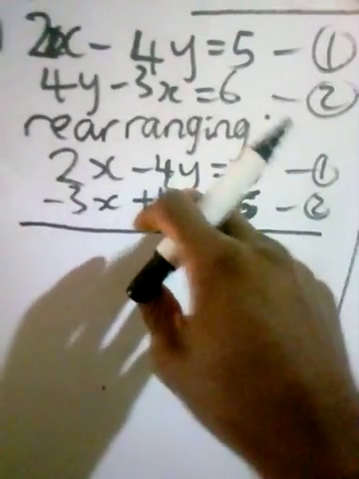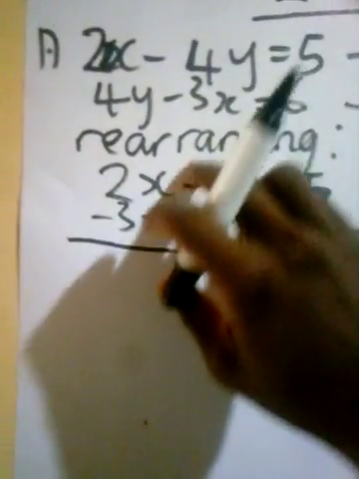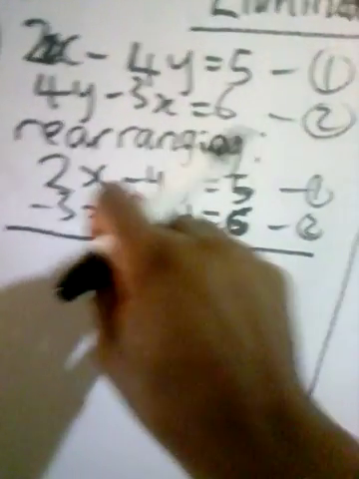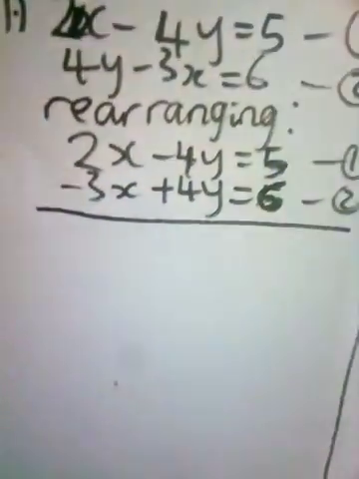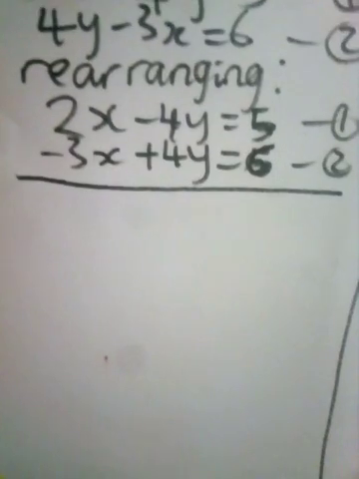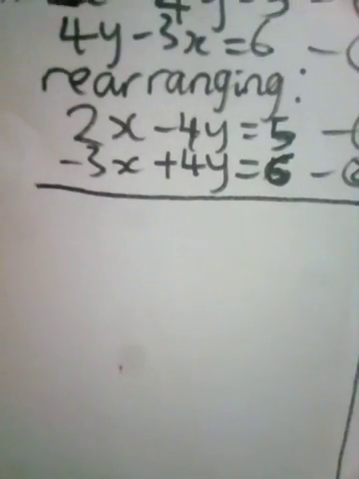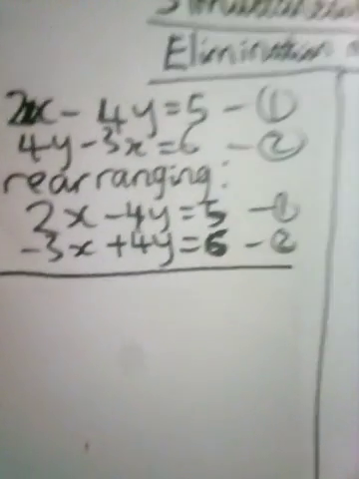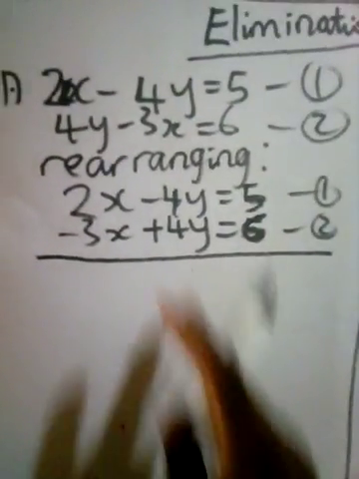Now, if you watch carefully, the two signs are different. There's minus here, there's plus here. Minus 4 and plus 4. And I intend to eliminate y. Now, if they are the same symbol, I am going to subtract them. But if they are different symbols, I am going to add them together. What do I mean? I mean that if I add minus 4 and plus 4, I'm going to get 0.